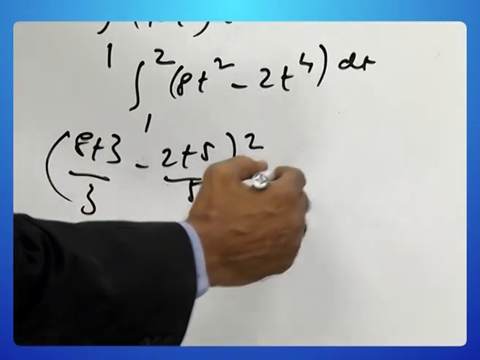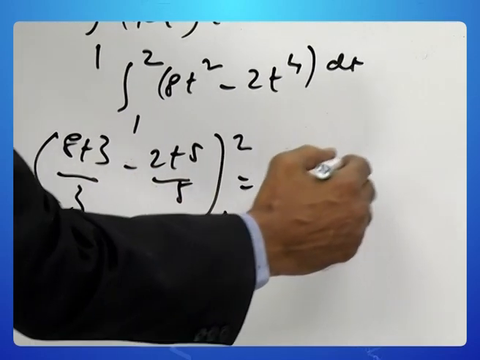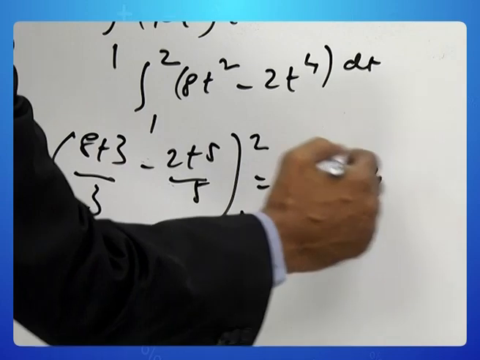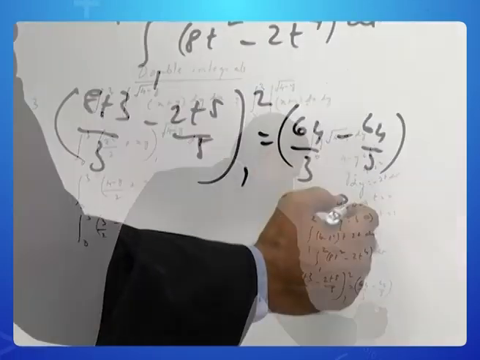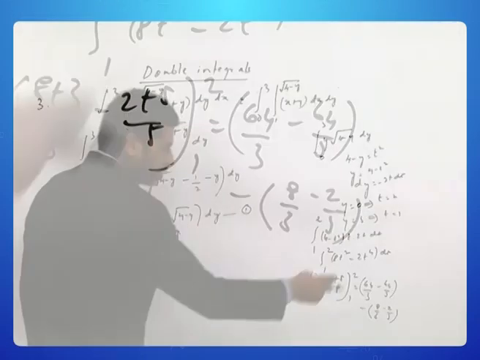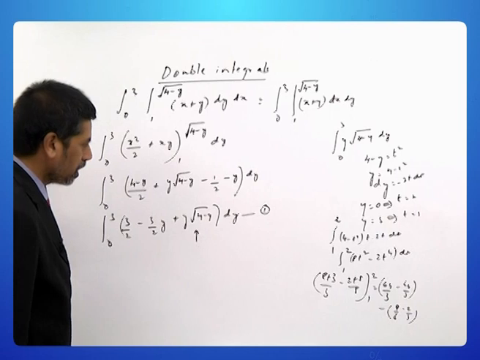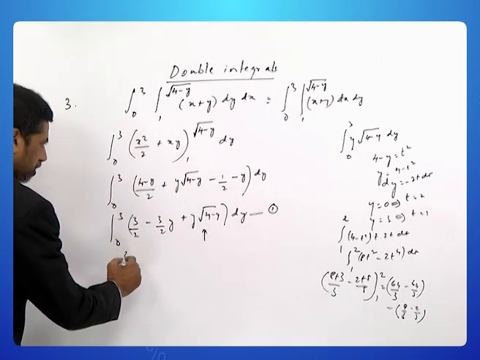8 into 8, 64 by 3, minus 32 into 2, 64 by 5, minus of 8 by 3 minus 2 by 5. So you can evaluate that. That's not a big problem. So now we have this integration to complete.